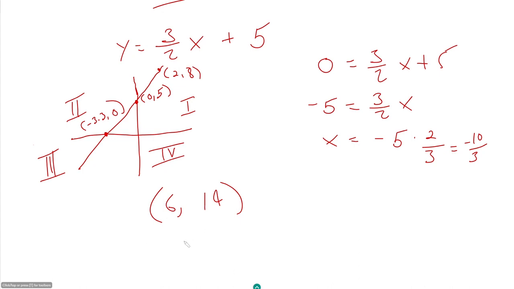So 3/2 times 6 plus 5. 6/2 is just 3, so we get 9 plus 5, which is equal to 14. So (6, 14) is in fact on our line. And if it gave us some other value, 12 or 13 or something, then we would know that the point's not on our line, but (6, 14) is.